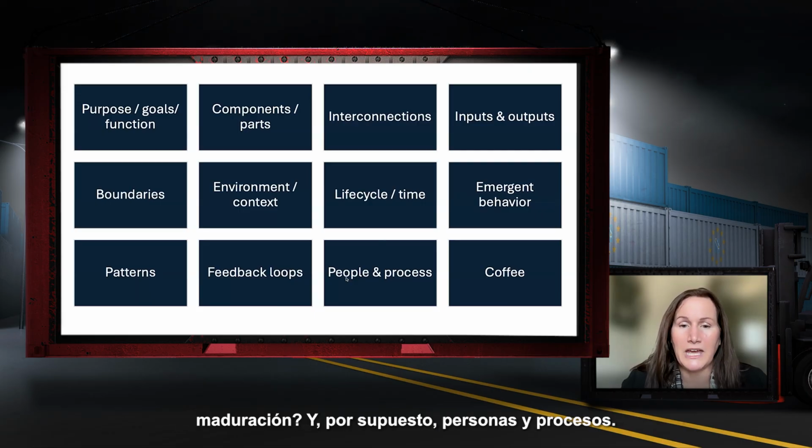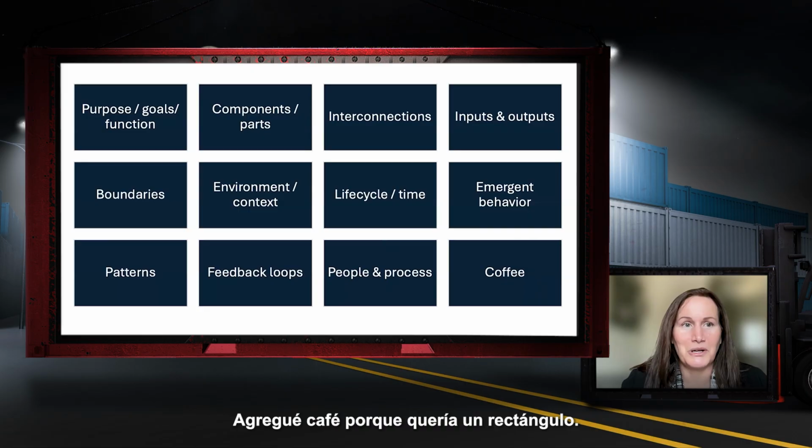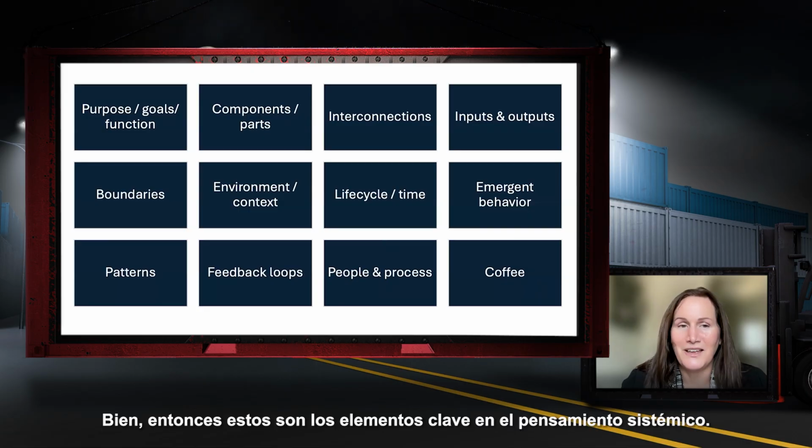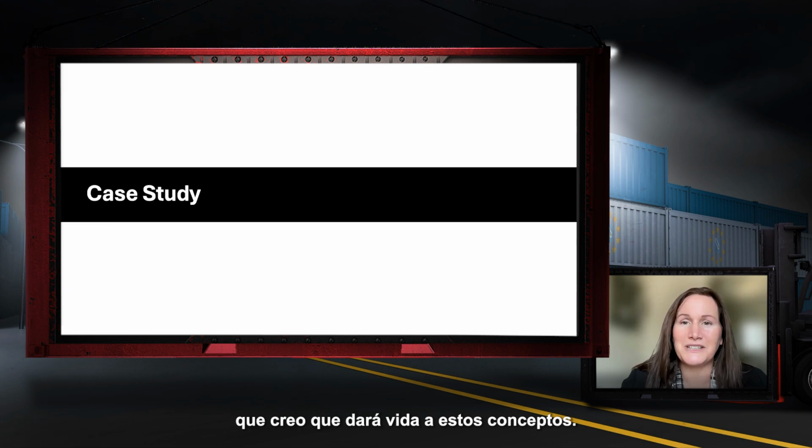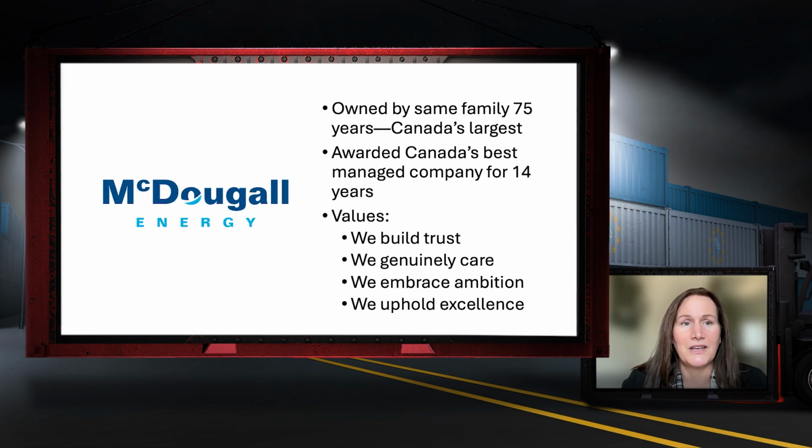And of course, people and processes. I added coffee because I wanted a rectangle. Okay, so those are the key elements in systems thinking. To bring it all together, we're going to take a look at a very quick case study here that I think will bring these concepts to life.